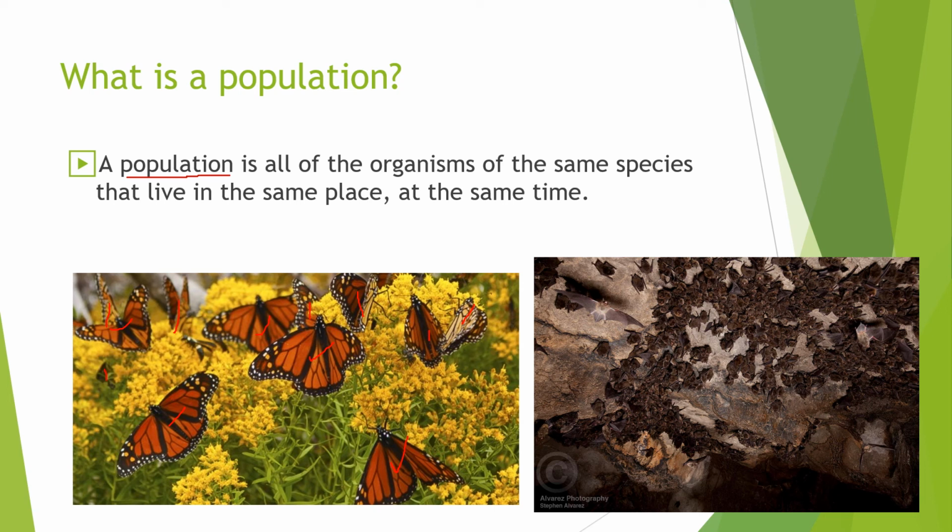Now, the reason why that's a population of 11 butterflies, I should say monarch butterflies, is because they're all the same species all living in the same place at the same time. Over here in this picture, we have a certain population of bats. Obviously, I'm not going to take time to count all of those. That would take me a very long time. But the population has to do with how many bats are living in that cave at that time.